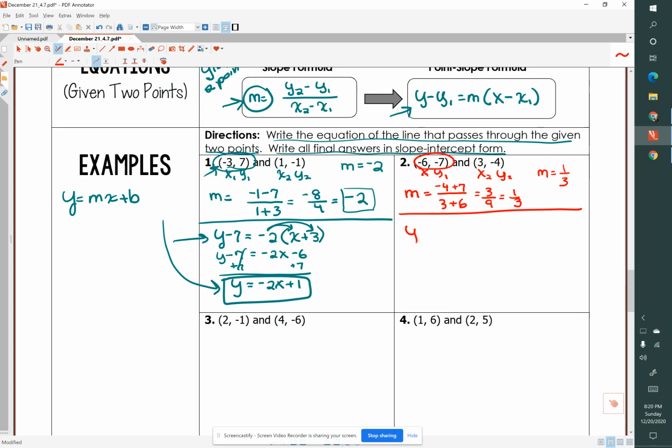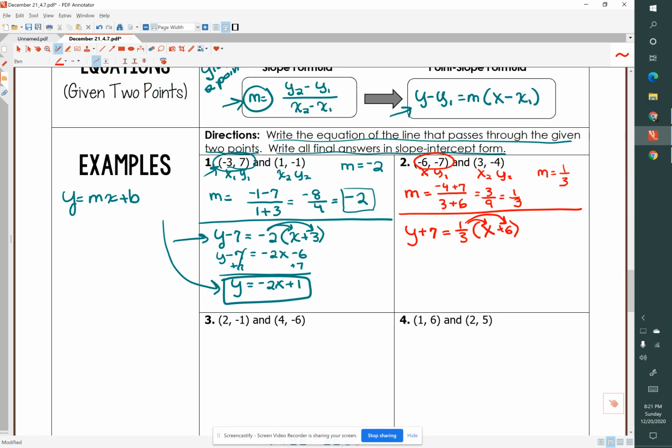So we've got y, and it's going to be y minus y sub 1. Well, y sub 1 is a negative 7. If I'm subtracting a negative, it's a plus 7. Equals our slope of 1/3 times the quantity of x. And when we have x2 minus x1, so to speak, we have x minus x1. If it's minus x1 minus negative 6, it's plus 6. So that's the tricky thing, is keeping those negatives straight.